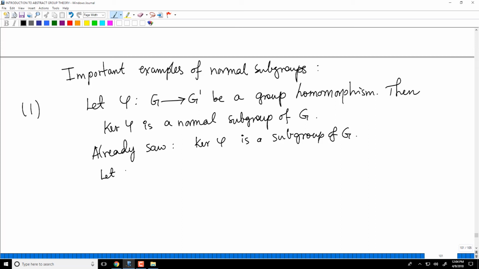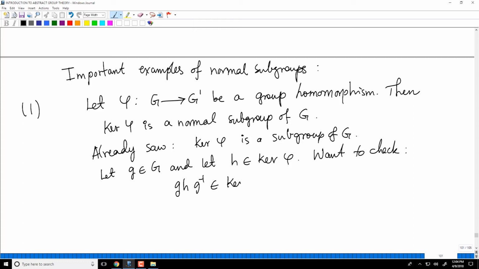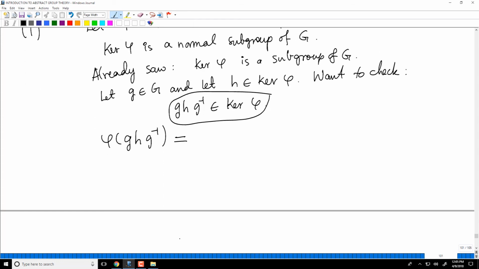So let g be in G and let h be in kernel phi. We want to check that g h g inverse is in kernel phi, right? What is the meaning of being in kernel phi? If you apply phi to it, it must send it to the identity. So let's check that. What is phi of g h g inverse? Because phi is a group homomorphism, this is phi of g, phi of h, phi of g inverse.